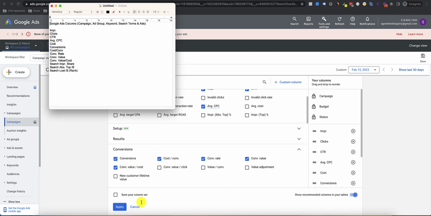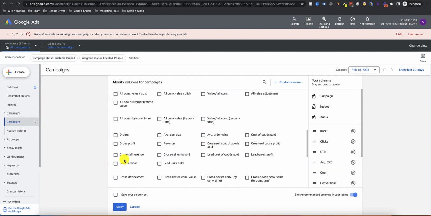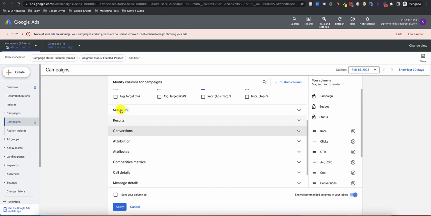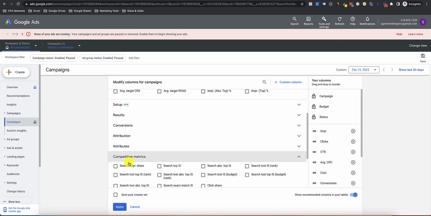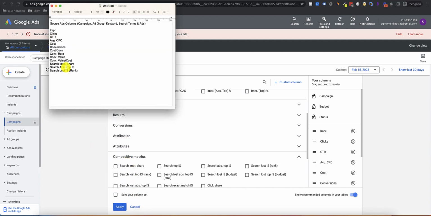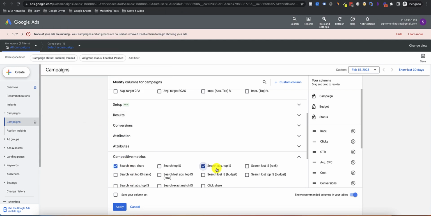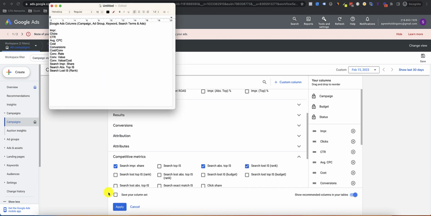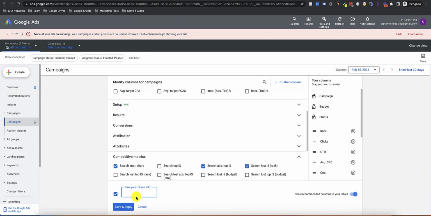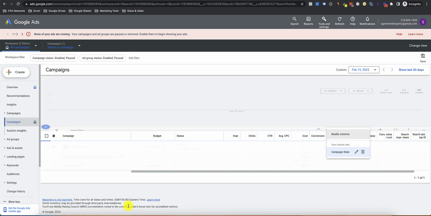And then we're going to go into the competitive metrics. We're going to add impression share, absolute top, and lost IS. So impression share, absolute top, and lost IS rank. Okay, just like that. And we're going to go ahead and save it, and we're going to call them the campaign stats. Save and apply.